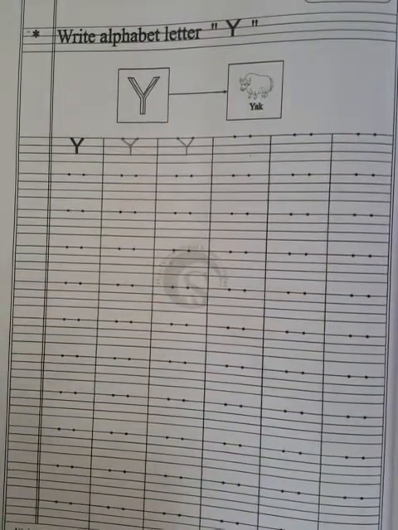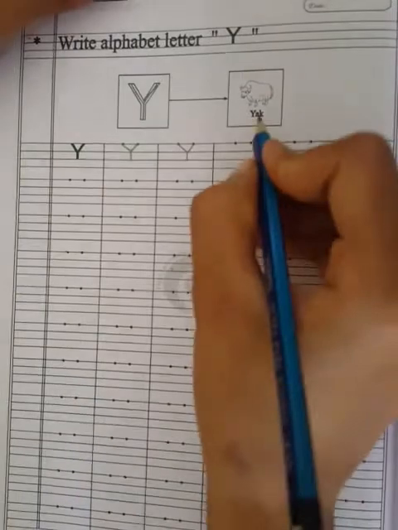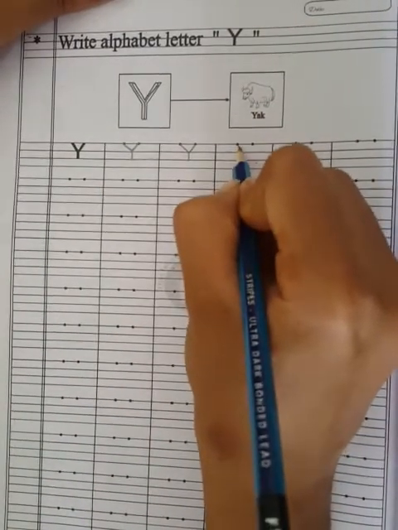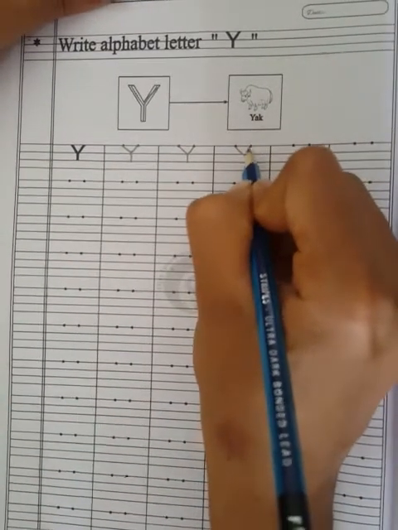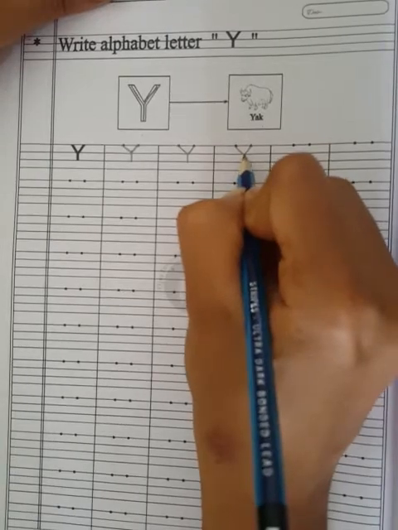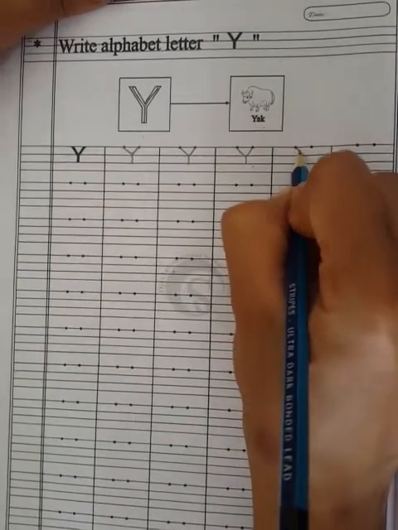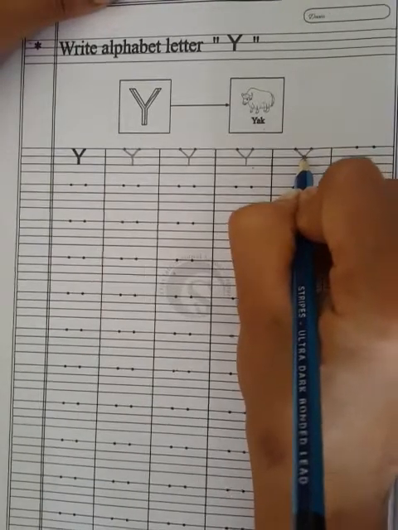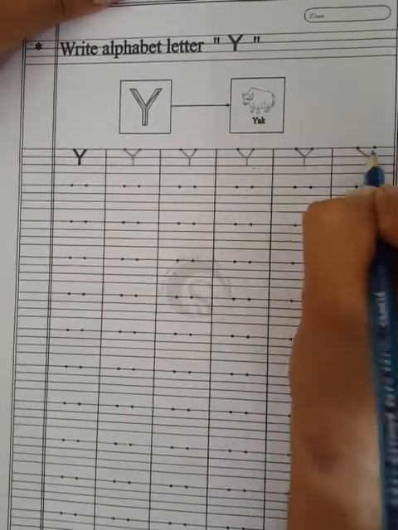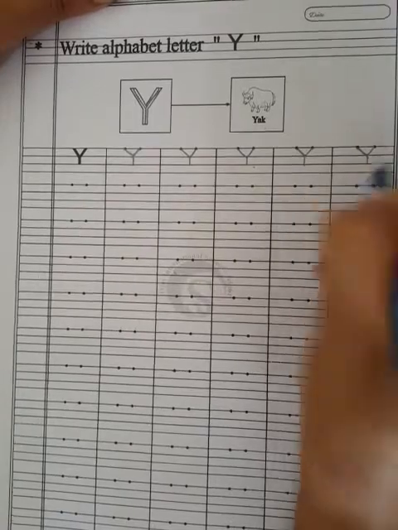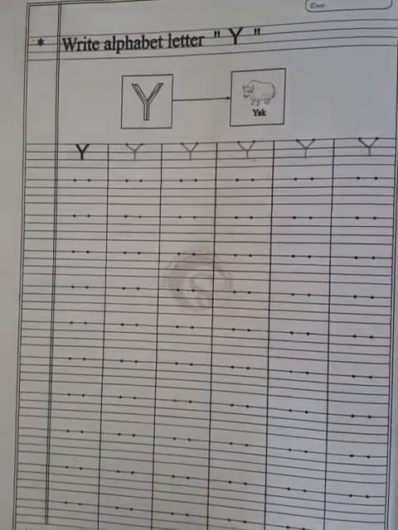But how to do? Speak and write. Do with me. Slanting line, and standing line. Capital letter Y. Y for yak. Understand children?